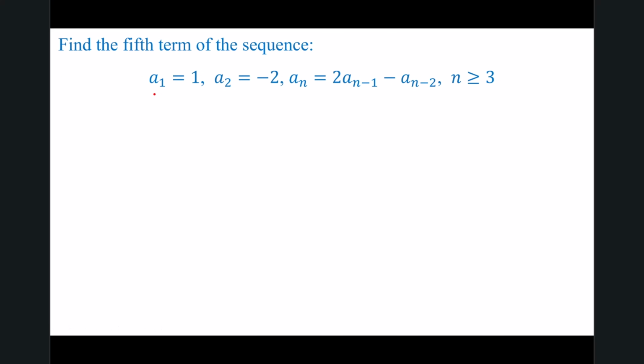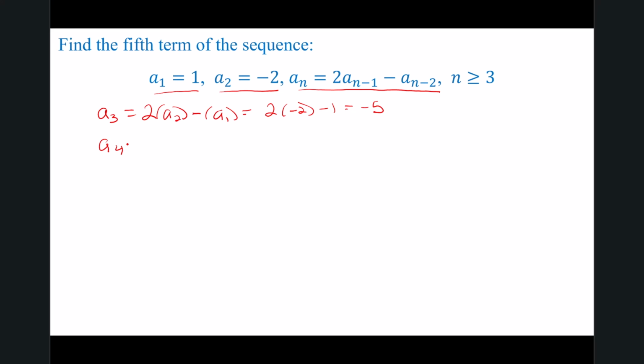I have a sub 1 equals 1, a sub 2 is negative 2, and a sub n equals 2 a sub n minus 1 minus a sub n minus 2. So a sub n minus 1 means the previous term, and a sub n minus 2 means the term before that. So if I want to find the fifth term, I have the first term, I have the second term, I need to find the third term. So the third term would be 2 times a sub 2 minus a sub 1, which would be 2 times negative 2 minus 1, or negative 5.